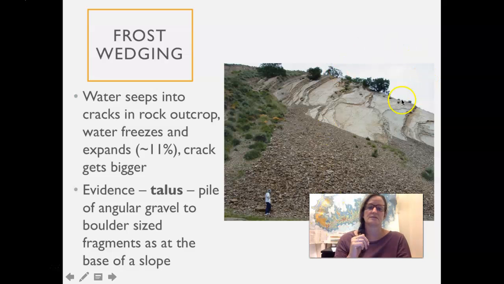What happens then, this image isn't from Boone, but these rocks then over time are just going to keep breaking apart because of frost wedging. And then you get this apron of a type of regolith called talus. So that's a talus slope. These are the angular, boulder-sized chunks at the base of this cliff or this rocky face.